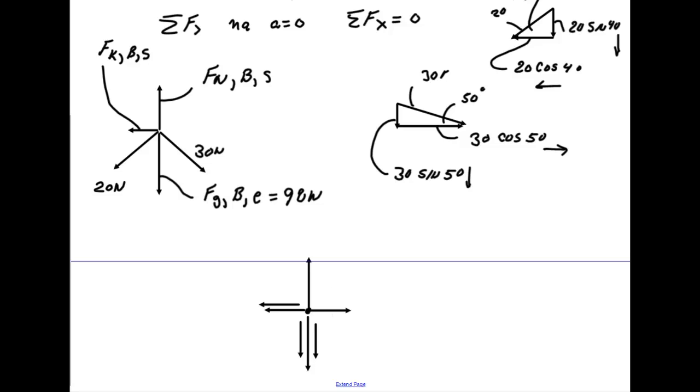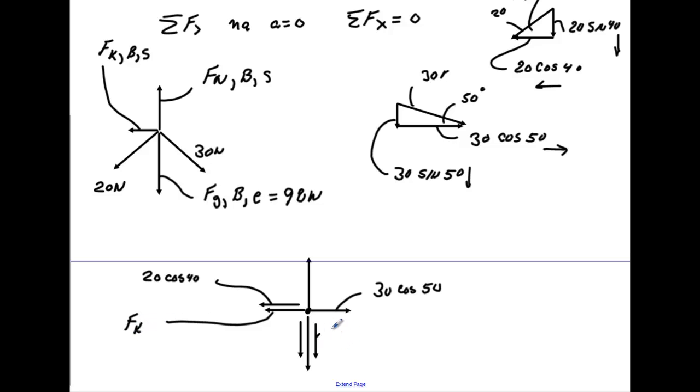Now we can label everything. So when we come back and look, what do we have coming to the left or coming to the right? The only thing we have here is 30 times the cosine of 50. That's that one here. I have no other force going to the right. What do I have going to the left? Well, I have 20 cosine 40, and I have the force of kinetic friction going this way.